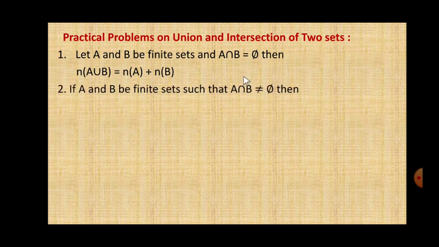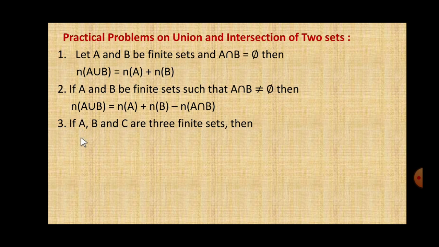The next one is, if A and B are finite sets such that A intersection B is not equal to empty set, then the formula is n of A union B equal to n of A plus n of B minus n of A intersection B. So this is a general formula. Okay, you have to remember this one. n of A union B equal to n of A plus n of B minus n of A intersection B.